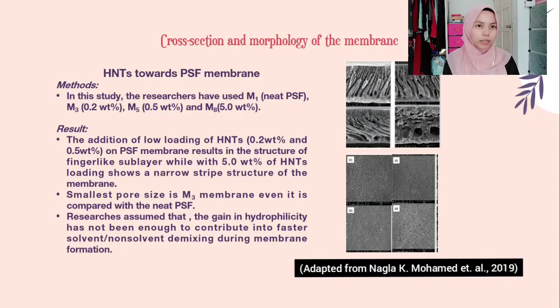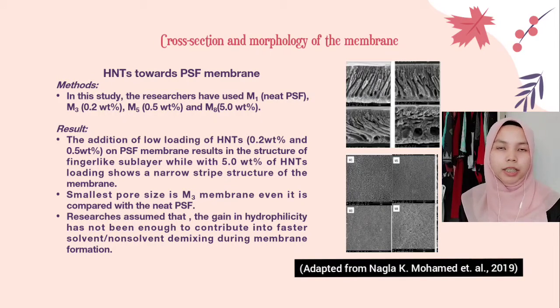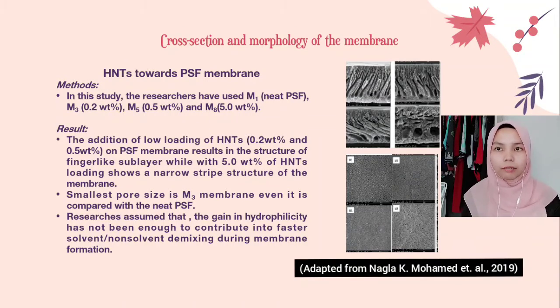So we go first to the cross-section of the membrane when adding the HNT into the PSF membrane. The results show that with the addition of low loading, which is 0.2 and 0.5 weight%, it gives the finger-like sublayer structure. Meanwhile, the narrow stripe structure is formed with the addition of 5 weight% of the HNTs loading into the PSF membrane. Unexpectedly, in terms of the pore size, the M3 membrane showed the smallest pore size. This is different from the other reports, at which the pore size will increase with the addition of ceramic material.